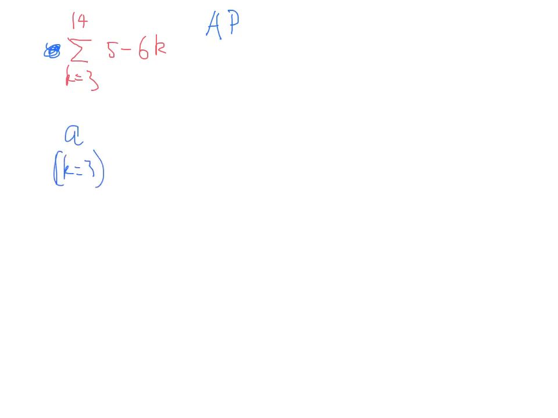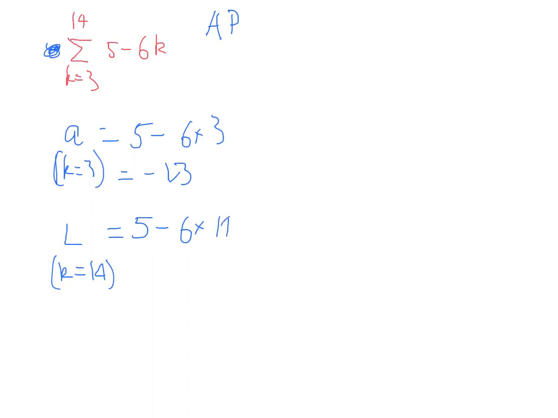And then the last term by substituting k equals 14. So my first term will be 5 minus 6 times 3, which is negative 13. And my last term there will be 5 minus 6 times 14, which is negative 79.